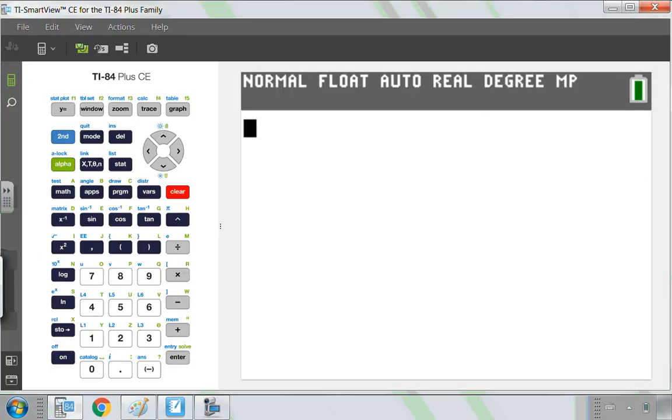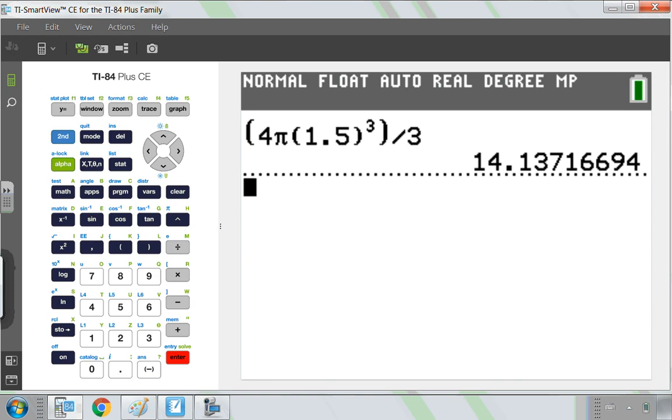So I'm going to show you how the 83's would do it. On the 83's, we're going to use brackets for our numerator. So 4, pi is above the exponent key, so second exponent key. Bracket 1.5. Now we're cubing it. We have a square button here, but we don't have a cube button. So I need to use my exponent key and then enter in a 3. Toggle over, and there's brackets for my entire numerator, and that's divided by 3. So that's how I would do it on the 83.